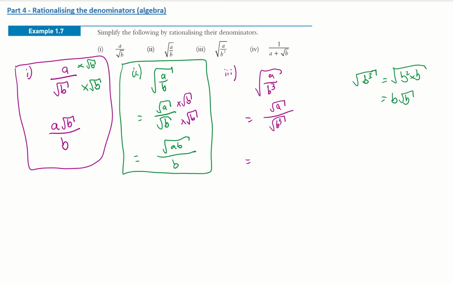So I'm going to write a over b root b, and now I know that actually all I need to do again is multiply the denominator by root b, and so equal to root ab over, well, root b times root b is just b, and so b times b is b squared.